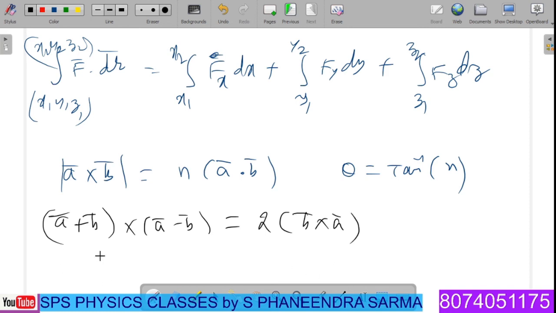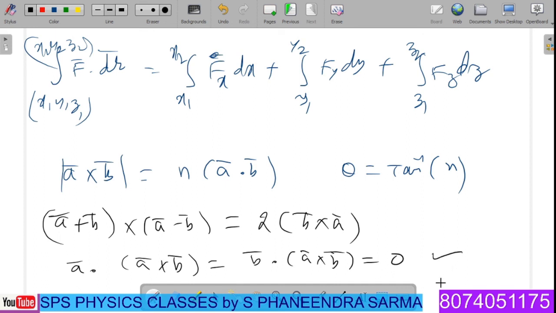And one of the important cases here is a bar dot of a bar cross b bar, which is equal to b bar dot of a bar cross b bar, which is equal to 0, because a bar cross b bar lies in the plane perpendicular to both a bar and b bar. The angle between a bar and this resultant will be 90 degrees, cos 90 is 0. Here also same thing. So we get the answer as 0. So these are the important conclusions of vectors.